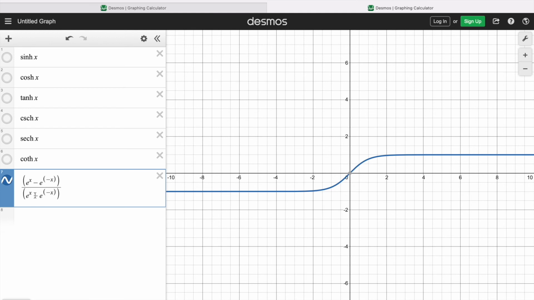If you had e to the x minus e to the negative x in the denominator, you can make e to the x be 1 and e to the negative x also be 1. And then it's a subtraction. So 1 minus 1 is 0, and therefore you have a vertical asymptote. But e to the x can never equal 0.